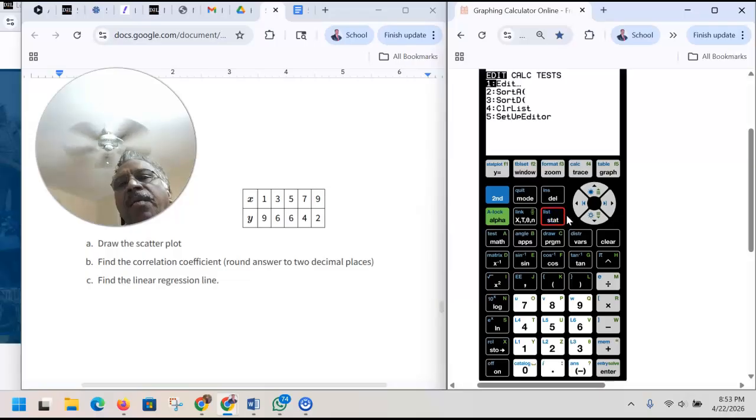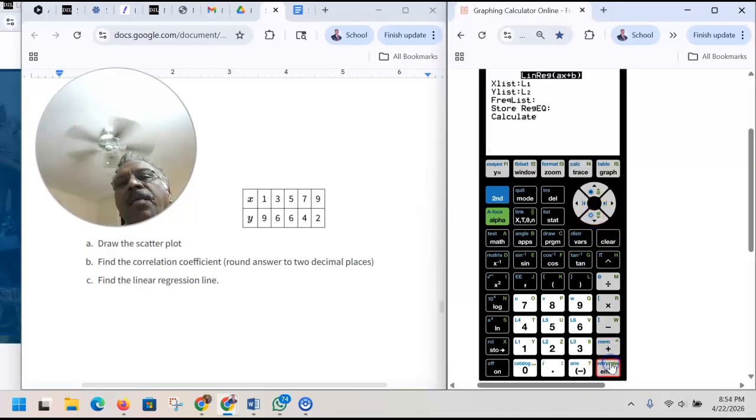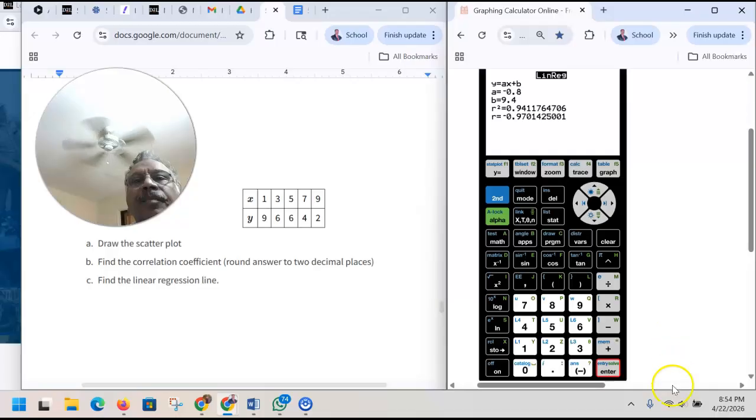So straight away go to stat and calc. Go down to linear regression, and this is the thing that gives you directly L1, L2. You need to store this, the vars, then right, click enter twice, one more time, thrice, and get the answer. All these answers are there.